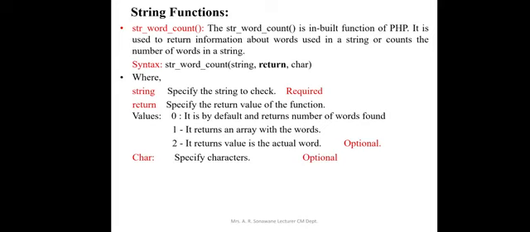If the value is 1, then it returns an array with the words. And 2 means it returns the actual words, so the actual words value will be returned. And char specifies the characters. It is actually an optional attribute.